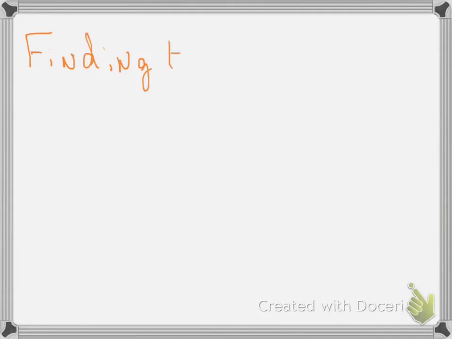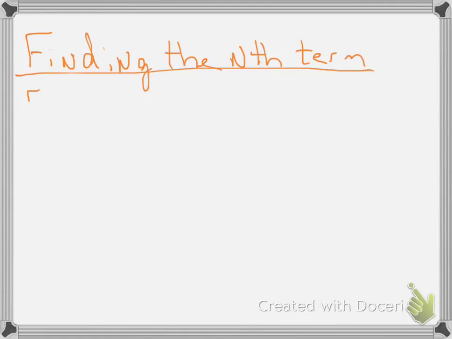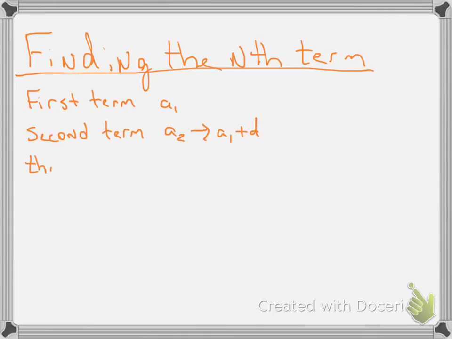Well, we want to find the nth term. So let's start off with that. What that means is I want to be able to find the formula for doing this. Now, if I say the first term is A1, the second term is A2, which we get by saying A1 plus the difference. Third term is A3. That we can get easily by saying the first term plus 2 times the difference.